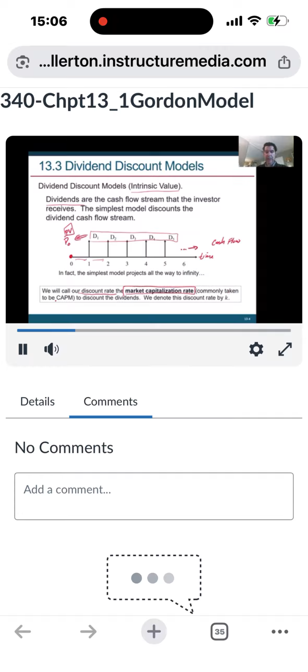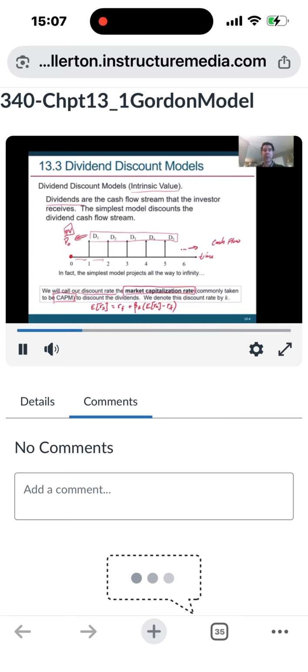This is commonly taken to be the CAPM. Why is that? If I'm receiving dividends, I'm an equity holder. I've just purchased shares of stock. And CAPM is our theory that says if you invest in something risky, if you invest in a stock, here's a reasonable rate of return for that. Let me remind you of the CAPM. The CAPM says, what is a reasonable expected return for a stock? CAPM has a formula for that: the risk-free rate plus the beta of the stock multiplied by the market risk premium.